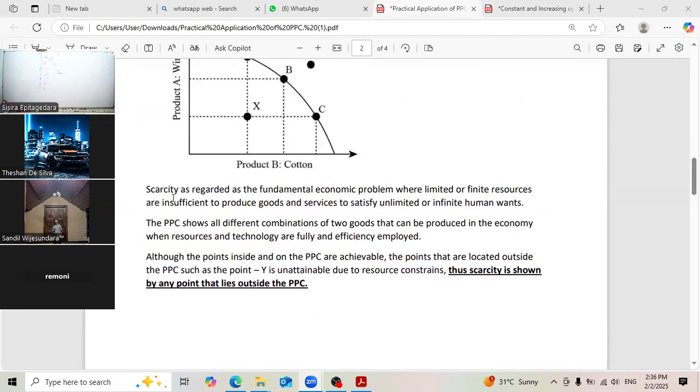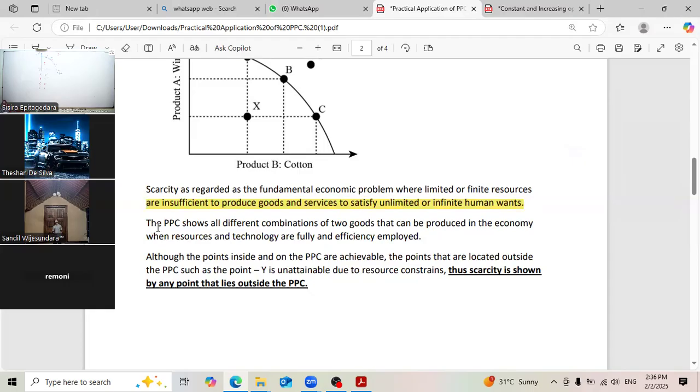Read it, Lamai. Scarcity is considered the fundamental economic problem. It highlights where limited or finite resources are insufficient to produce goods and services to satisfy all human needs and wants. That's the definition of scarcity.